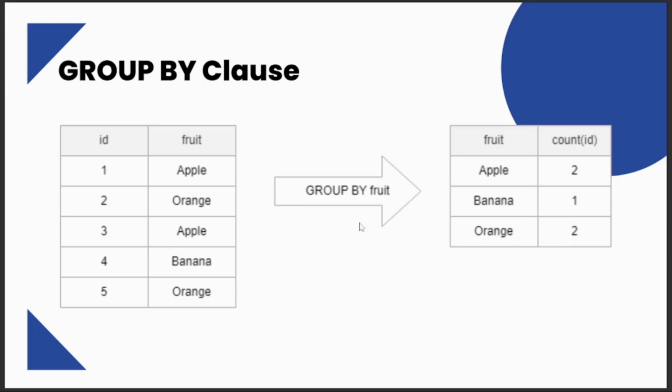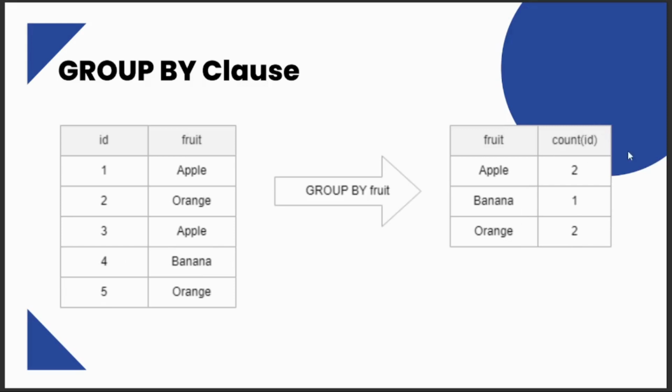Similarly, this problem can be solved for the sum of ID as well. Sum means addition of ID. What will be the answer for apple? The IDs for apple are 1 and 3, so the sum will be 4. For banana, it will be 4 itself because only 1 ID is present. And for orange, 2 plus 5 gives the answer 7.